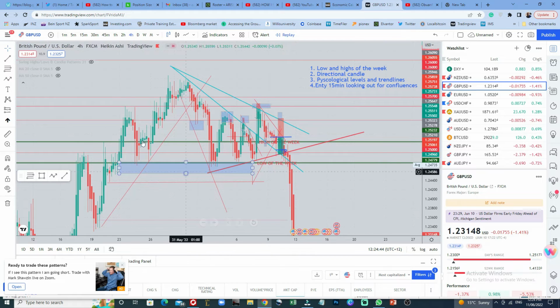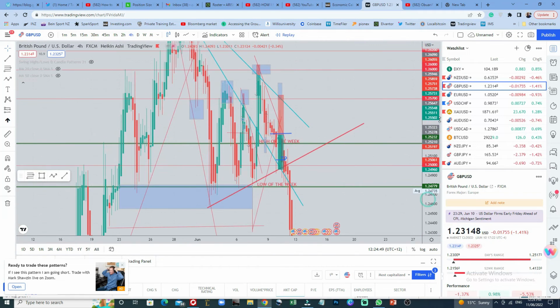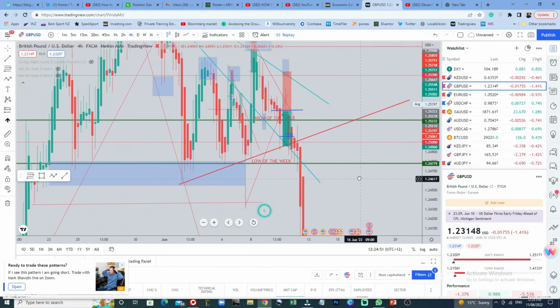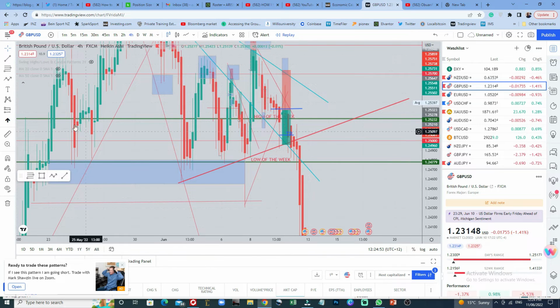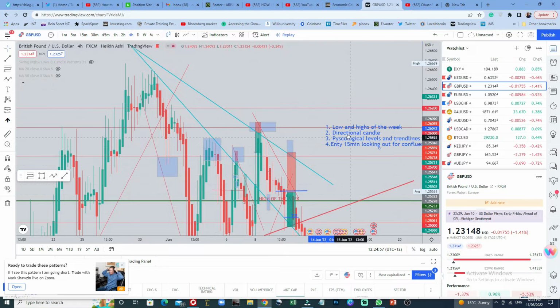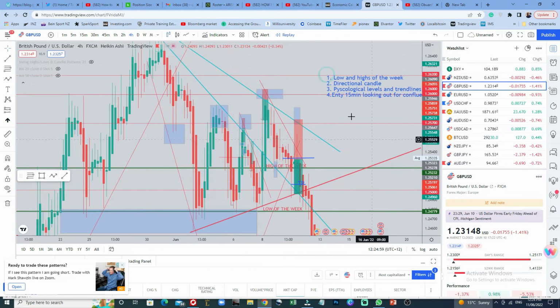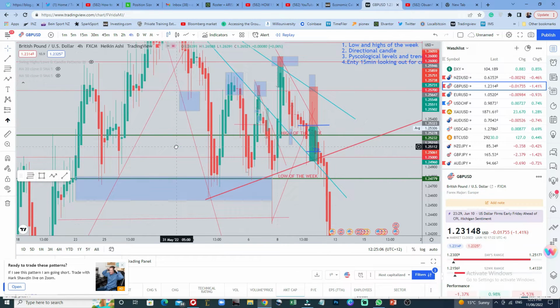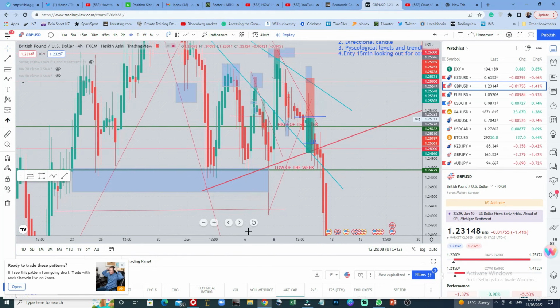Okay. Now, first of all, I went on the 4 hour time frame, and I identified it on the 4 hour time frame. Forget about all these lines, it's very confusing. Just follow what I'm saying. I went on the 4 hour time frame first. Then secondly, I identified that the week started on the 6th.